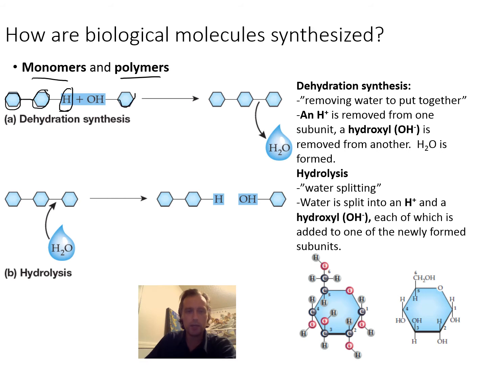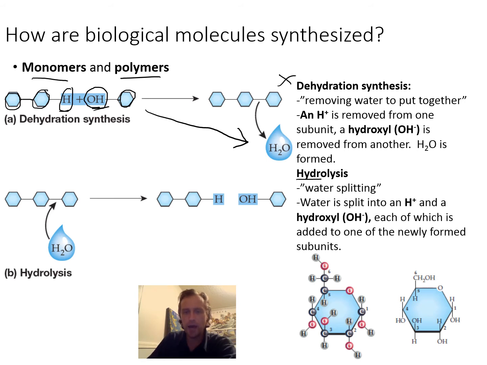We have another monomer here. It has a hydroxyl group. And as I said, hydroxyl groups are often involved in dehydration synthesis. This OH is going to be removed, and we're going to combine these. So one H plus another H here, plus the oxygen, is going to lead to the formation of one molecule of water. So for every bond that is formed this way, we will get one molecule of water produced. In summary, dehydration synthesis, written right here, the removal of water to put together. Basically what it means, H plus is removed from one subunit, a hydroxyl is removed from another, H2O is formed.